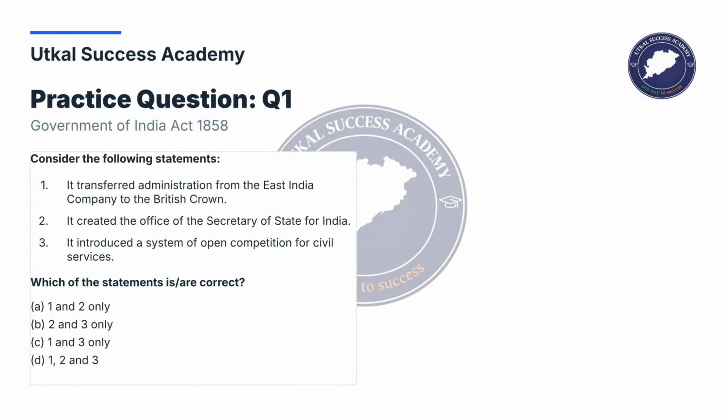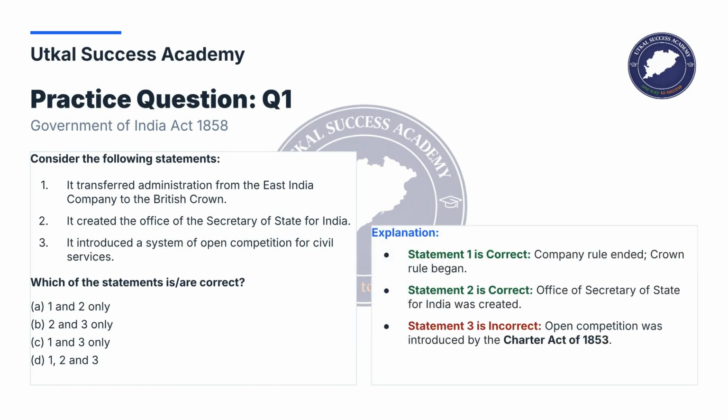Question 1 on the 1858 Act. Statements 1 and 2 are correct. Administration transferred to the Crown and the Secretary of State office was created. Statement 3 is incorrect as open competition was from the 1853 Act. The correct answer is A.